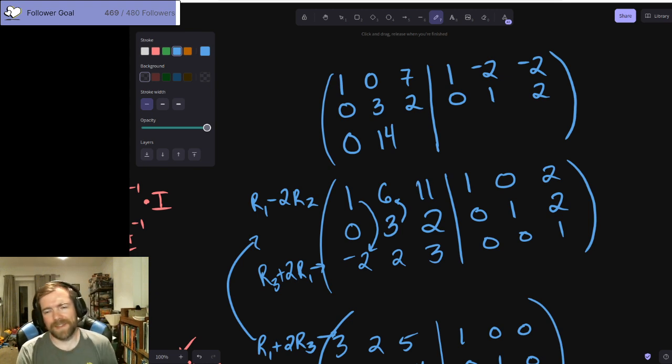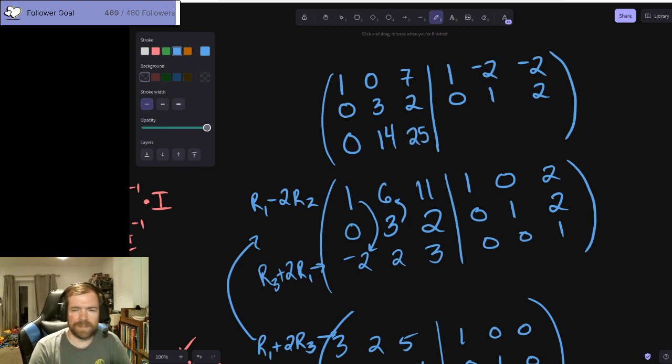Ugh. This is where things start getting fractional. Let's see. Bottom row is 3 plus 22 is going to be 25. Yikes. 0 plus 2 is 2. 0 plus 0, still 0. And 1 plus twice 2 gets us 5 total.